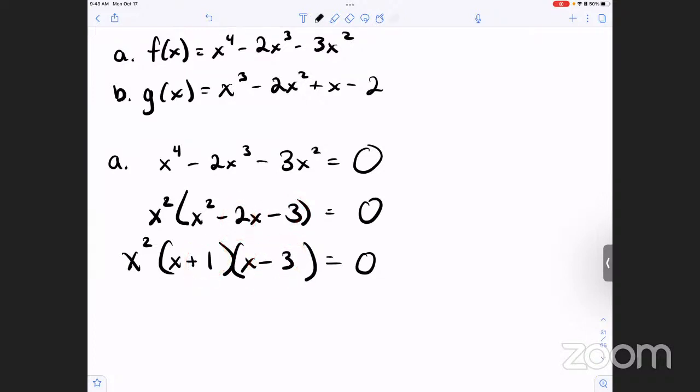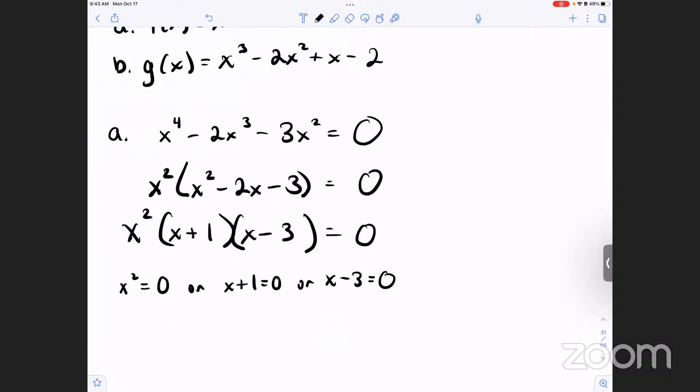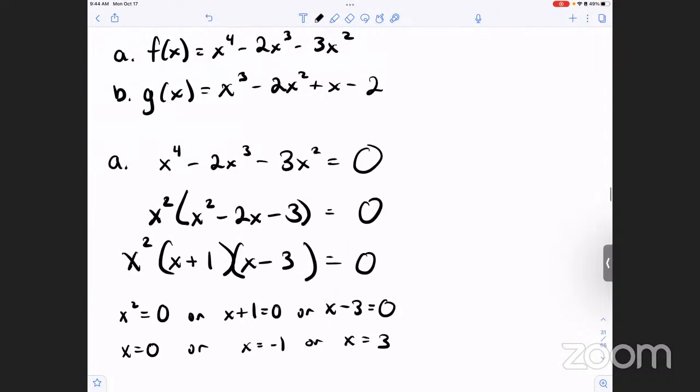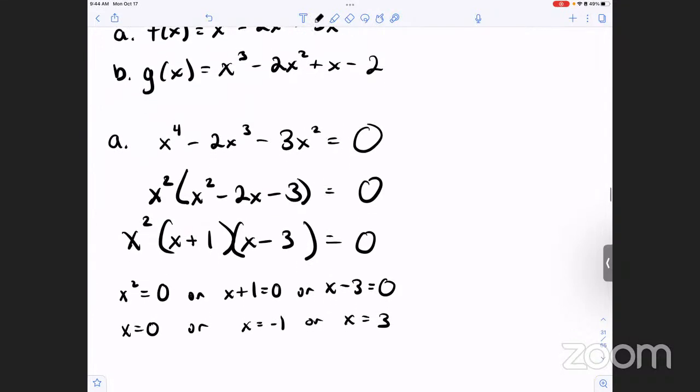So now that we have it in completely factored form and it's equal to 0, we use the zero factor property, which basically is saying either this guy is 0 or this guy is 0 or this guy is 0. If any of these are 0, then it collapses the whole thing to 0. If we solve each of these, we get x equals 0, x equals -1, x equals 3. And we need to check them by plugging them back into the original.